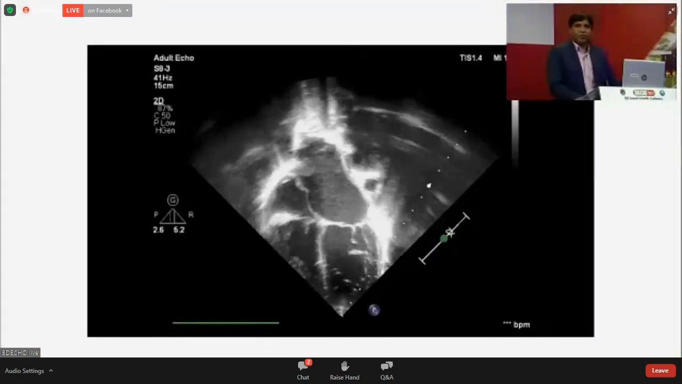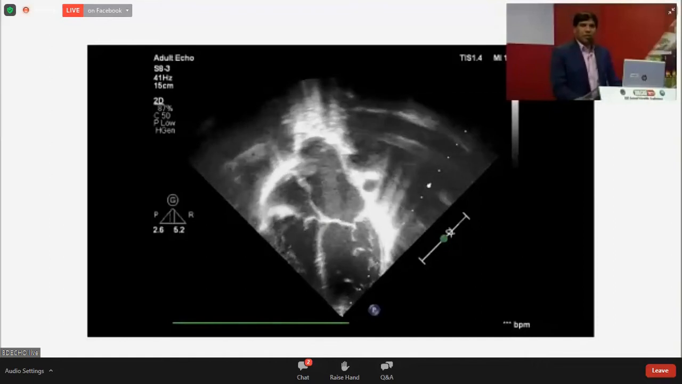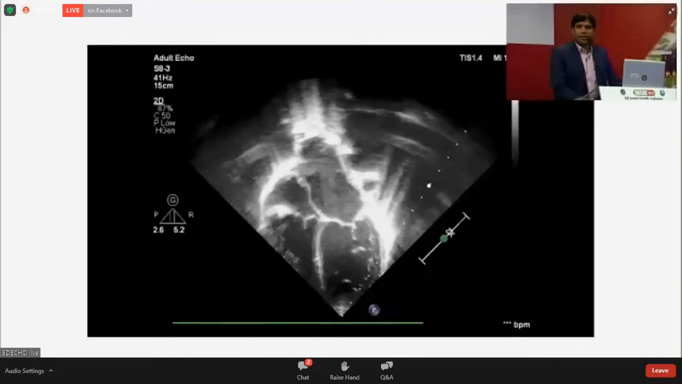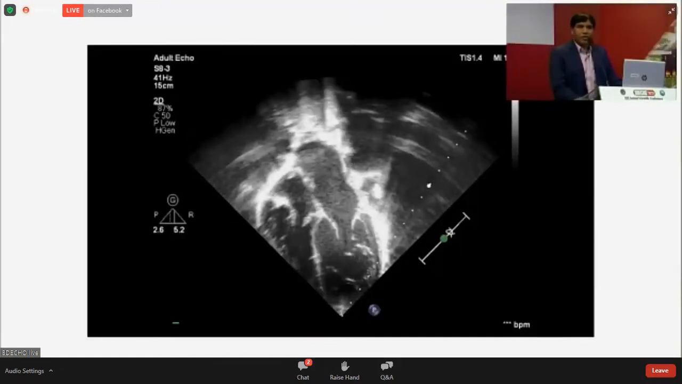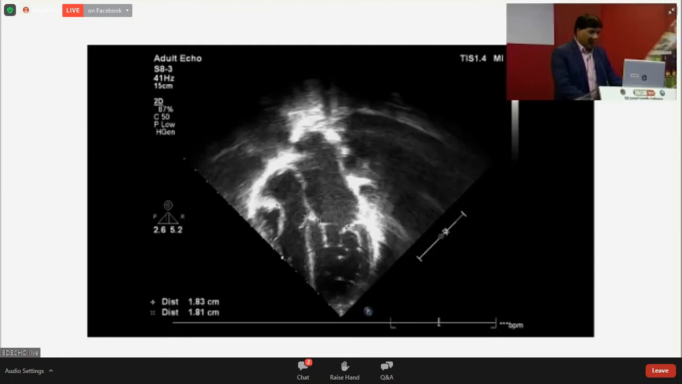This is the apical 4-chamber view. You can see that the LA and LV are dilated, and the morphology of both the tricuspid and mitral valves looks normal. There is a prominent papillary muscle and the chordae look disorganized. The mitral and tricuspid annulus is 18 millimeters, more or less the same.